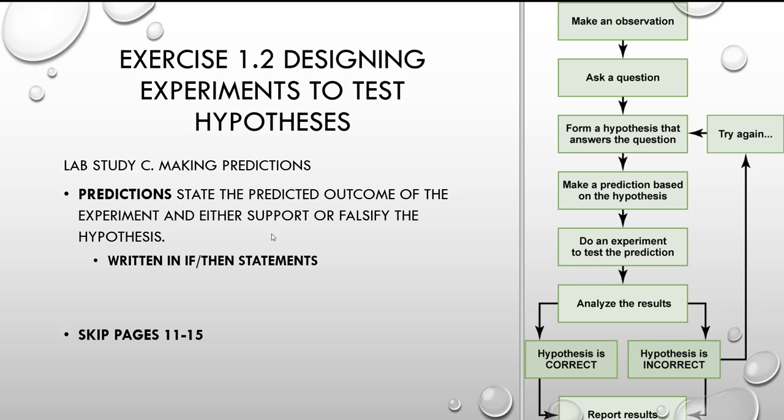So for example, going back to the fertilizer plant experiment: if I give the plant more fertilizer, then it will grow faster than the plants that don't get fertilizer. So I'm predicting the outcome of the experiment. That's different than just a hypothesis, where I could just say that fertilizer affects plant growth rate. I'm not really predicting the outcome of the experiment; I'm just making a statement that is falsifiable and testable.